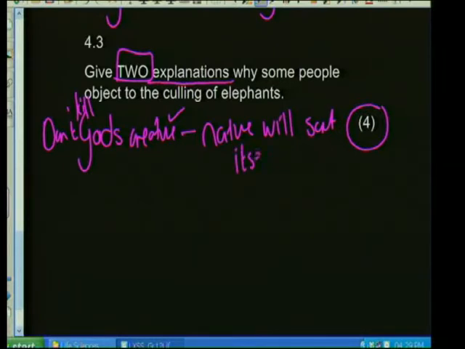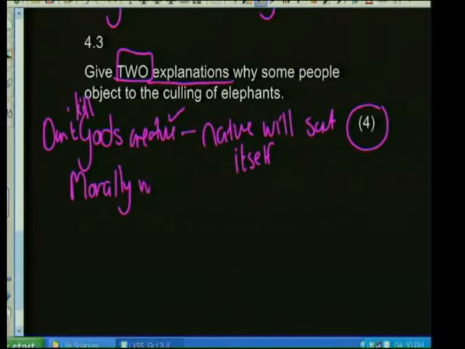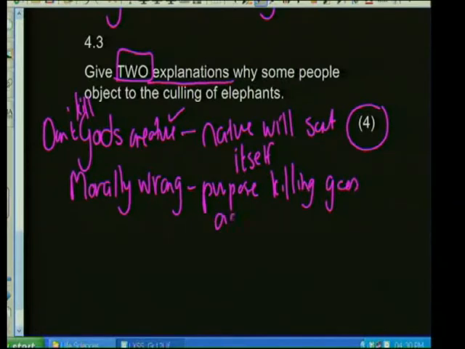Okay, you cannot just give why you think it's bad. You can't just say, like the next one, it's morally wrong. Right, you can't say that. Okay, the purposeful killing goes against nature's laws. Nature's laws. All right, so 1 mark for the reason, 1 mark for the explanation. All right, what is another one?